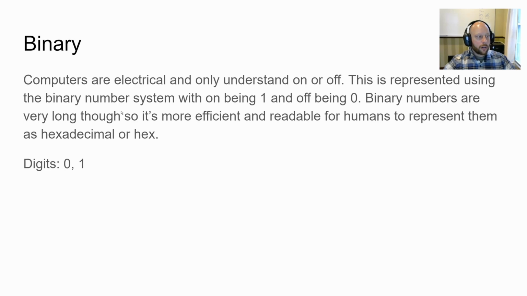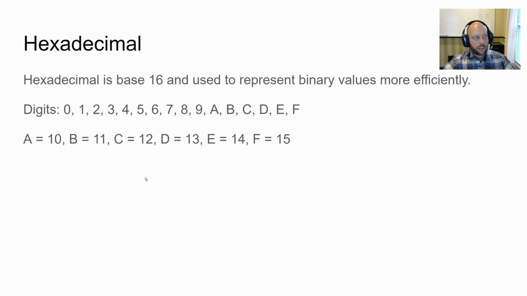Binary numbers are very long though, so it's more efficient and readable for humans to represent them as hexadecimal or hex. You have 2 digits for binary, 0 or 1, but a binary number will be very long, as you'll see. So instead we use hexadecimal. Hexadecimal is 16 digits. It is the digits 0 through 9, and then A, B, C, D, E, F to represent 10 through 15. You don't need to worry about this too much because it's just for what we're trying to do. You would worry about this more if you're doing comp sci or something like that.